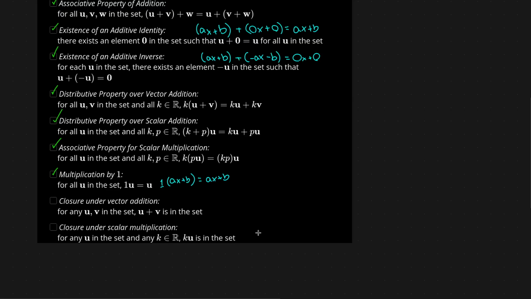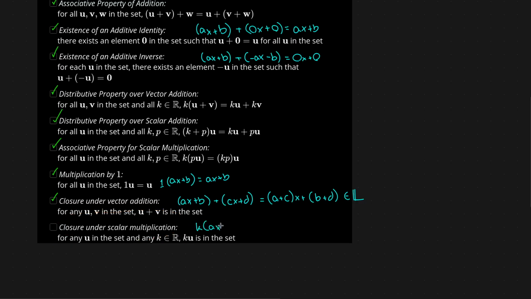What about closure under vector addition and under scalar multiplication? If I take ax plus b and add cx plus d, I get a plus c x plus b plus d. Oh, that's a linear function. It's some number times x plus some number. That's exactly what it means to be in set L. So yeah, it is closed under vector addition. If I take any two linear functions in the set and add them together, I still have a linear function. It's still in the set. Same thing for closure under scalar multiplication.